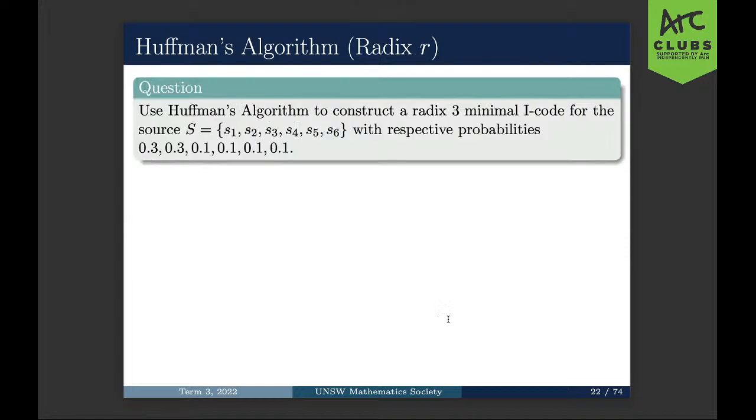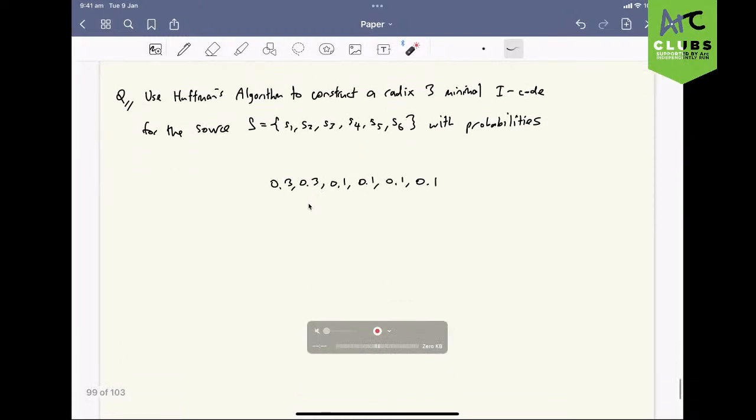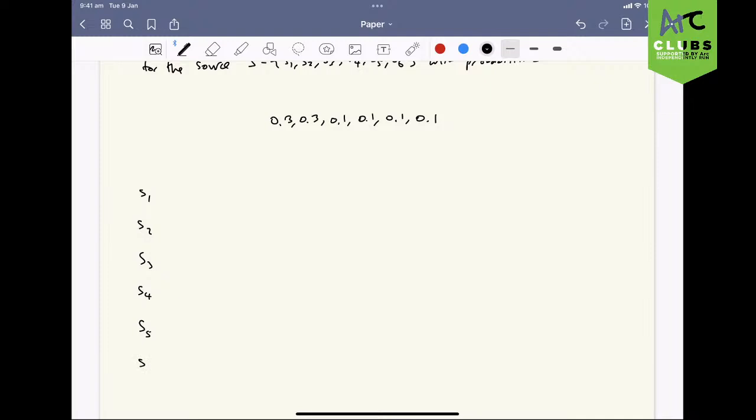So here's an example. Use Huffman's algorithm to construct a radix 3 minimal code for a source of 6 symbols with respective probabilities 0.3, 0.3, 0.1, 0.1, 0.1, 0.1. Let me go over here. As before, we just list down these symbols in decreasing order of probability, and write down the probabilities here.